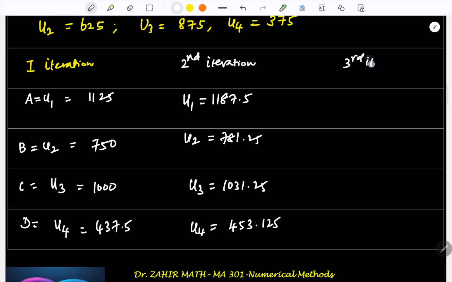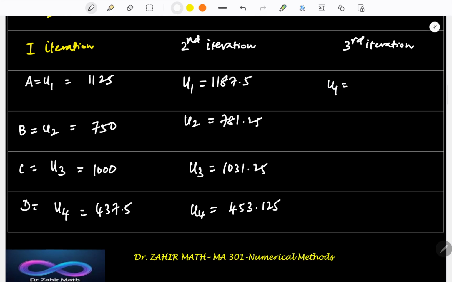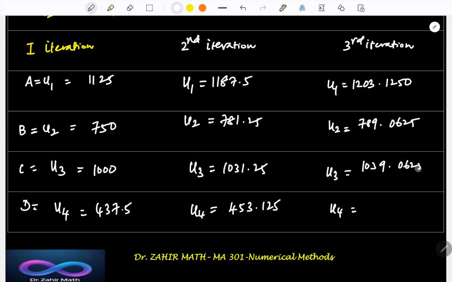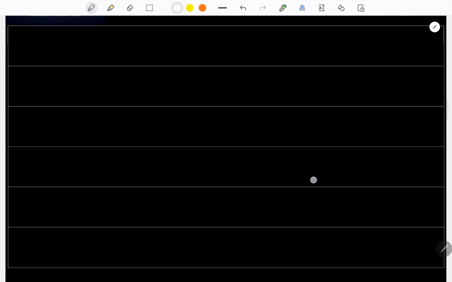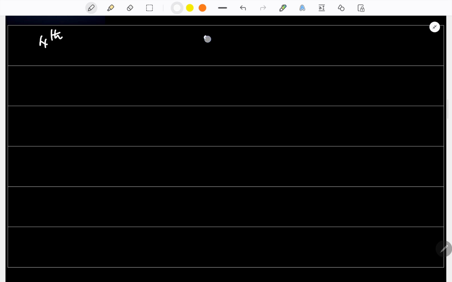Let's see the third iteration. I don't know how many iterations we came across in the class. Third iteration: press equal, press equal, press equal. So I got the third iteration as 1203.1250, 789.0625, 1039.0625, 457.0313. So nothing is matching. Let me go for the fourth iteration, fifth iteration, and the sixth iteration.